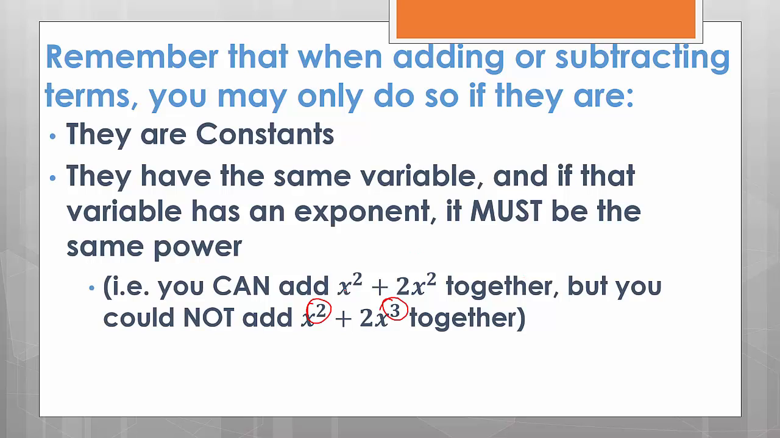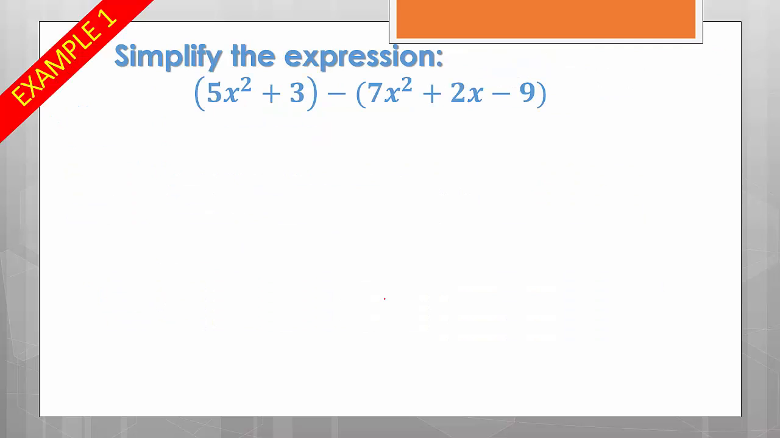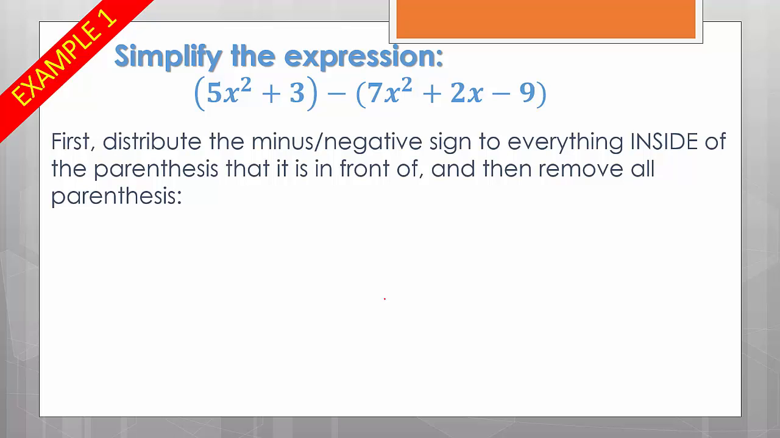These both are x squared. This is x squared and x cubed. Couldn't do it. All right, so first, simplify the expression. We've got 5x squared plus 3 minus the quantity 7x squared plus 2x minus 9. So what we need to do first is remember to distribute that minus or negative sign to everything inside of the parentheses that it is in front of, and then remove all the parentheses to make your life easier.